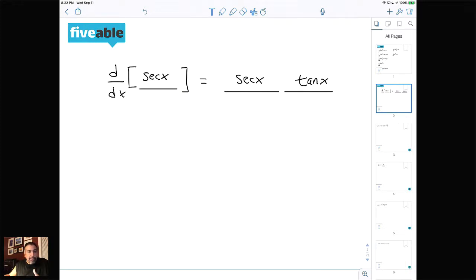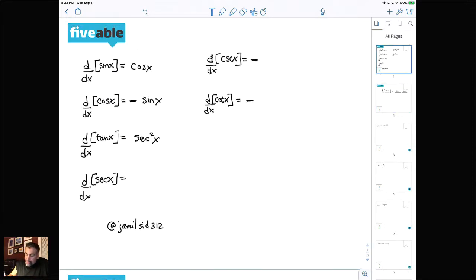And of course, that's the commutative property. You can write tangent secant if you want. I'm going to be consistent every time I say it. I always say that the derivative of secant is secant x times tangent x.